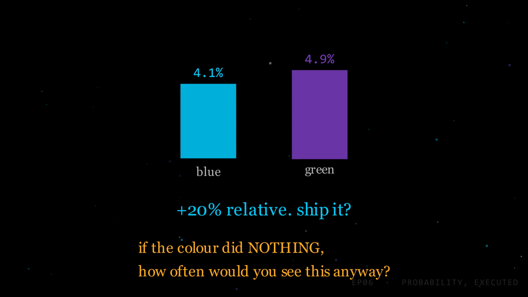question that matters. If the button color did absolutely nothing, how often would you see a gap this big anyway? Purely from luck. Everything called statistical significance is machinery for answering that one question.